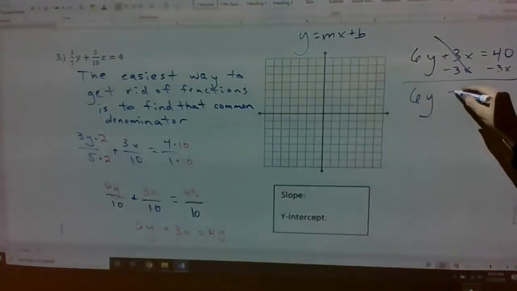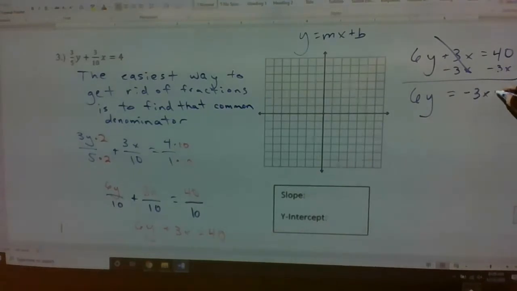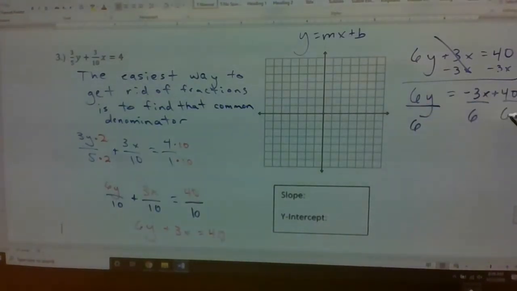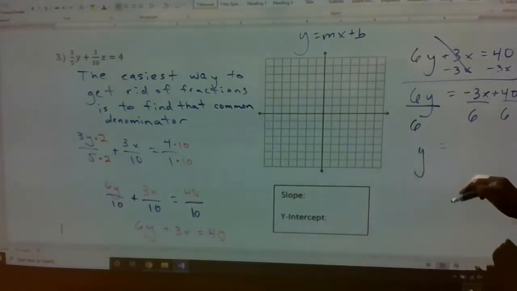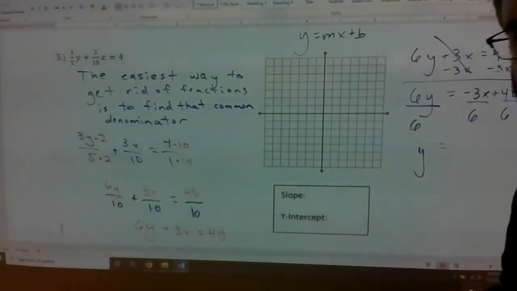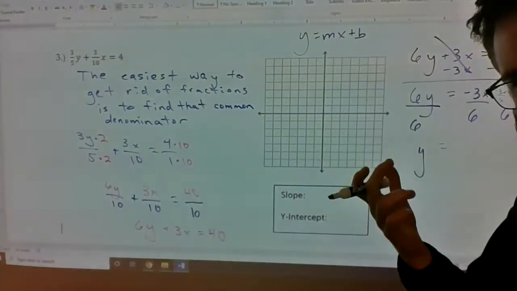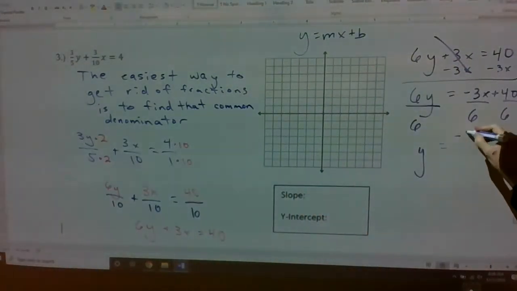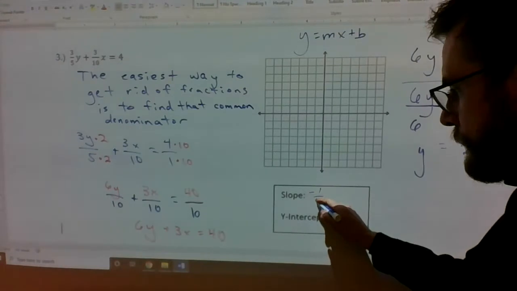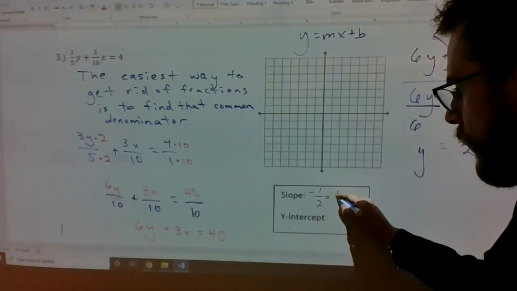I can't combine these terms. I just write it as negative 3x plus 40. Divide both sides by 6. All parts by 6. Hopefully this is pretty immediate in your brain. Like, hey, negative 3 over 6, I automatically look at that as negative 1/2 x. Which means negative 1/2 is your slope. Or 1 over negative 2.